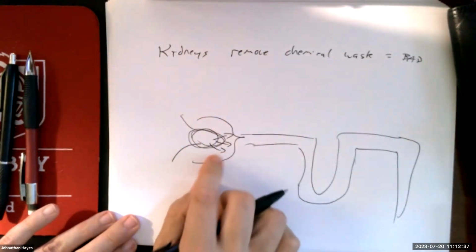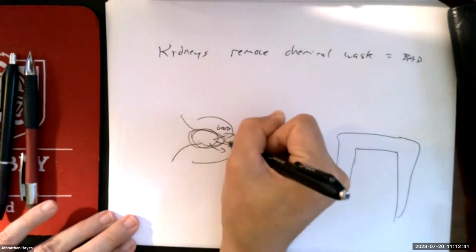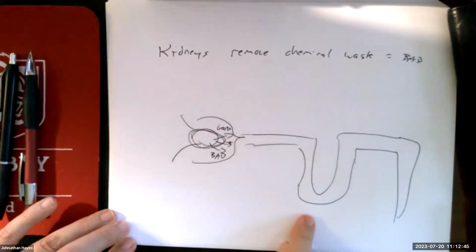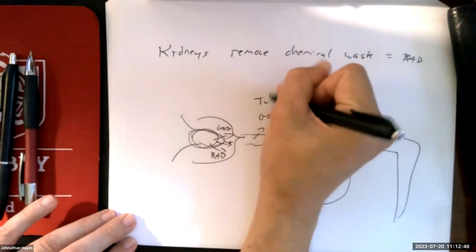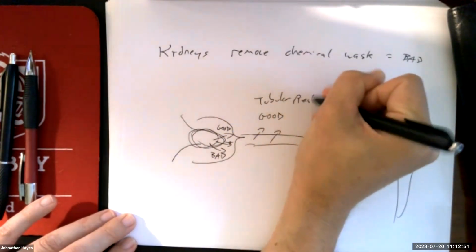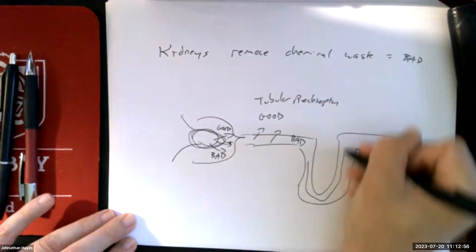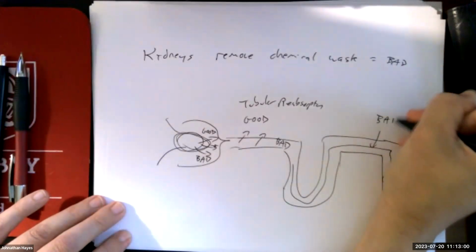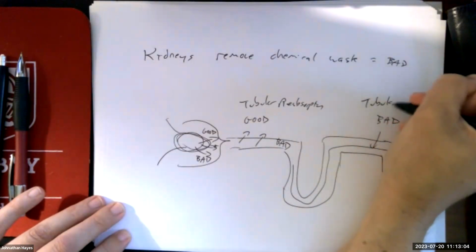So when you filter in this glomerulus, you're going to be filtering out both good and bad substances, good and bad. Okay. But as I go through this tubular system, most of the good stuff gets reabsorbed through a process called tubular reabsorption, leaving behind the bad, which is the waste. That will continue through. And if we need to add extra bad in from, say, the body to the tubular system, we can do that through a process called tubular secretion.